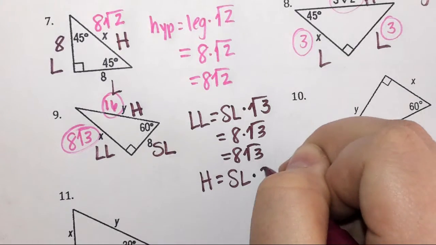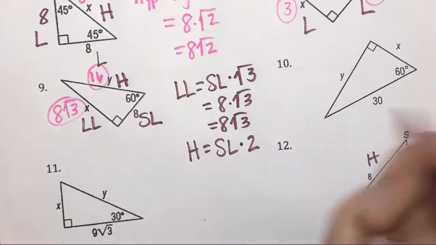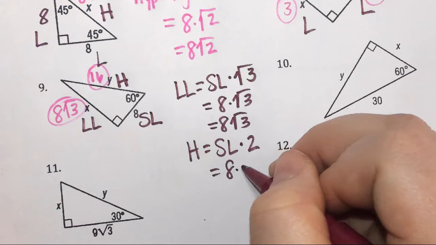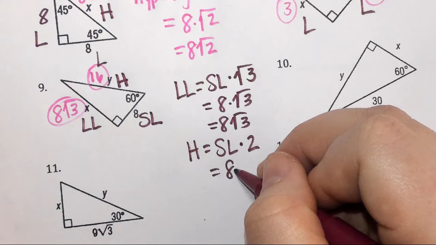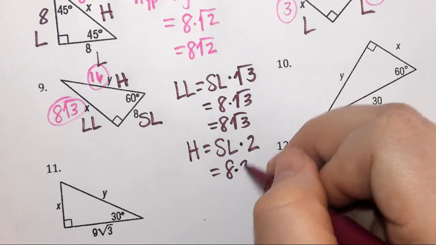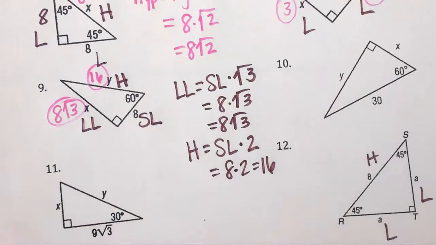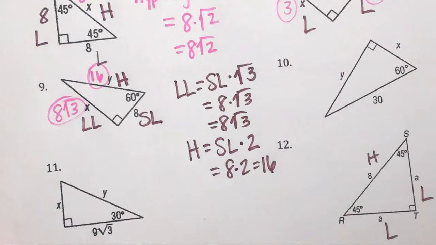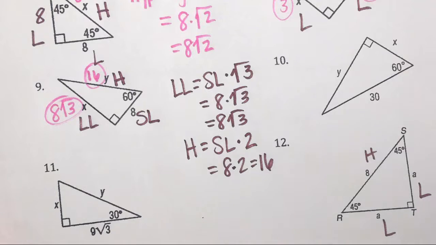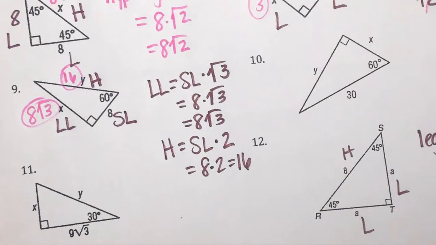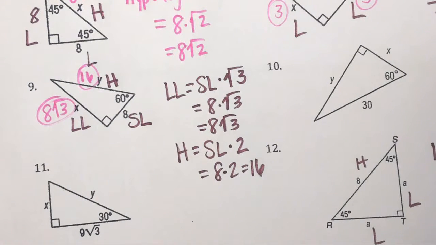But for those of us who aren't sure, let's write a formula and plug stuff in, and we got this. Short leg, 8 times 2, and I get 16. Okay, I like number 9. I even like number 10. What did they give me on it? Are there any questions on number 9?